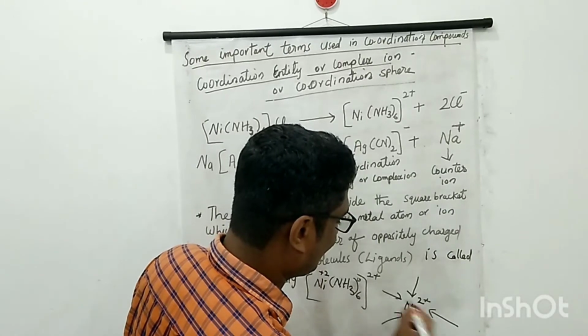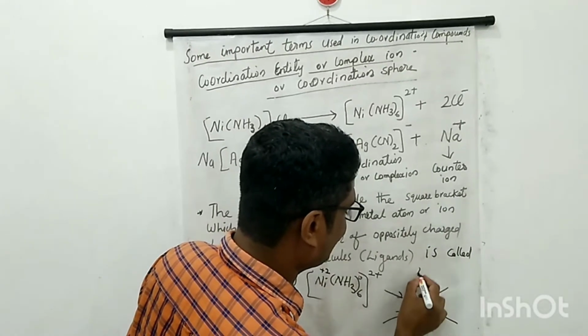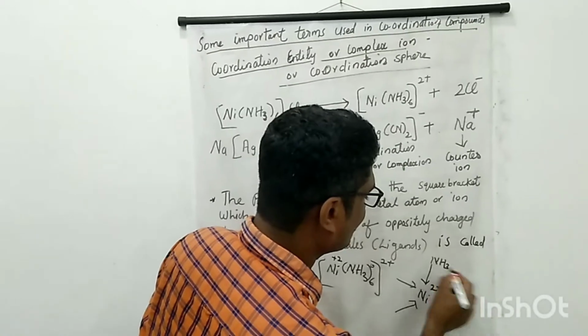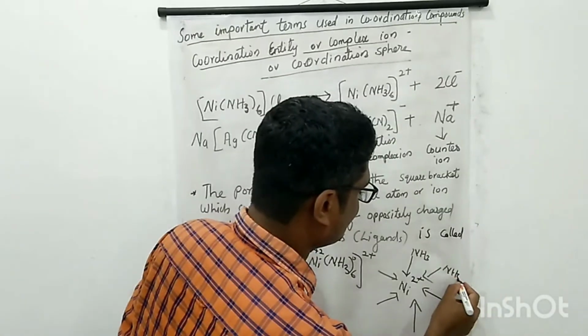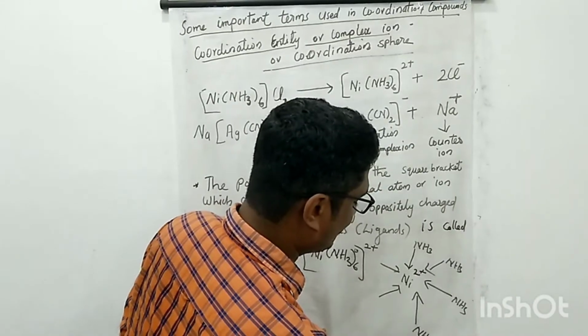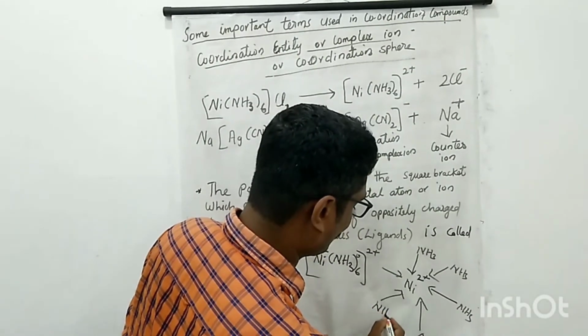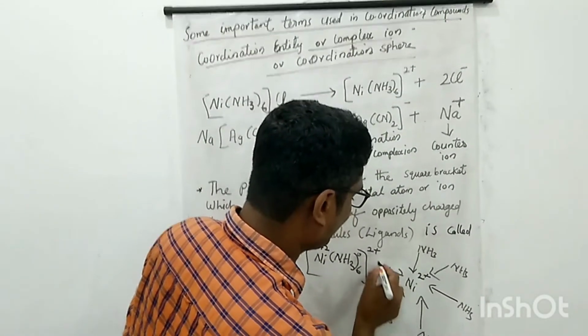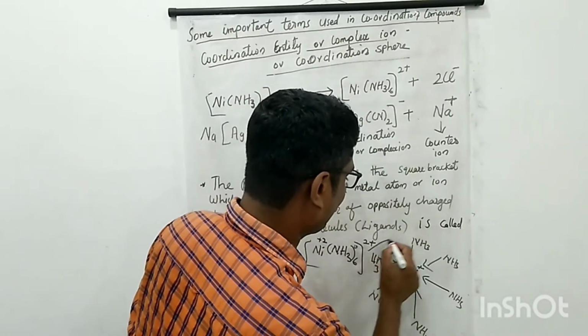6 NH3 molecules, 6 neutral molecules. Ammonia is a neutral molecule.